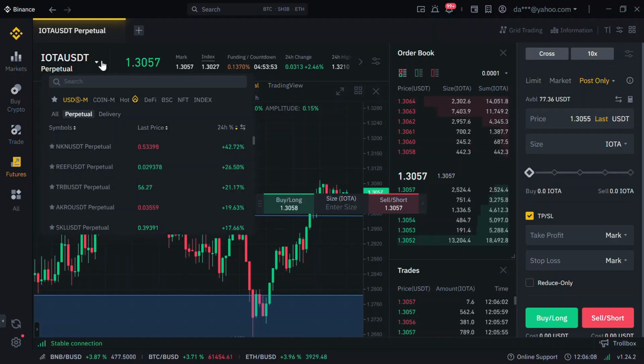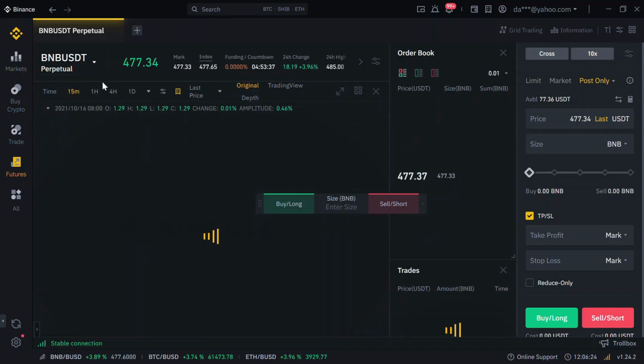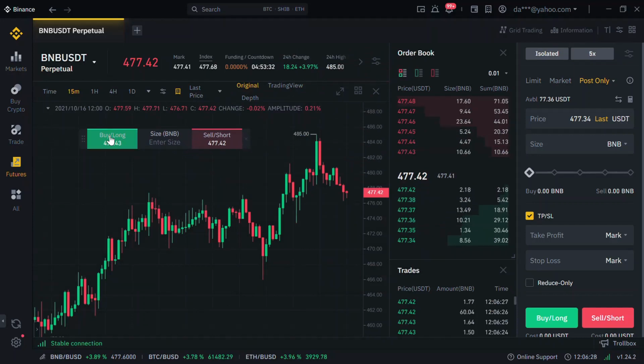Let me search for BNB again. So you can see BNB USDT or BNB BUSD, they have the same price, because they are both stable coins. Okay, so I'll be choosing the BNB USDT. So there we'll be taken to the interface here, and another thing to know is the buy slash long option, or this sell slash short.